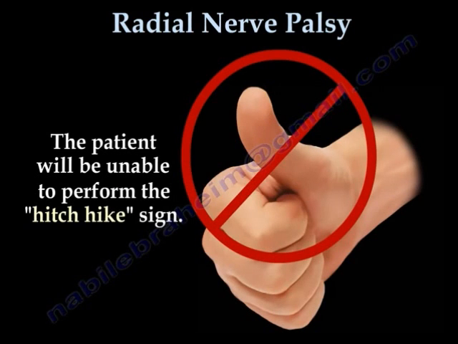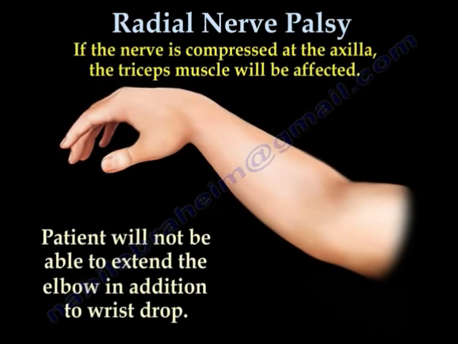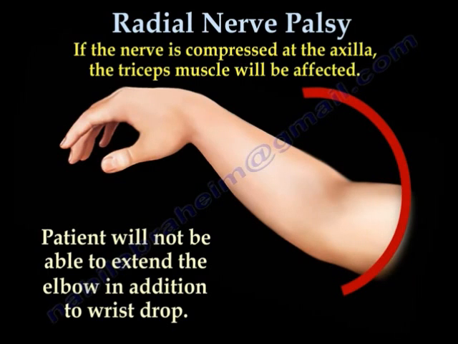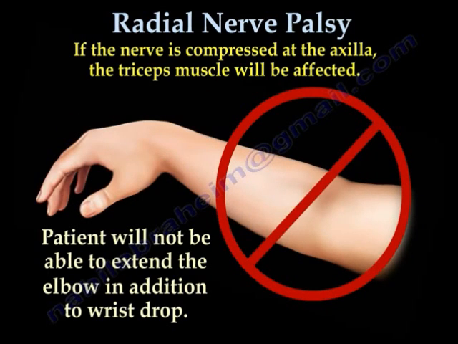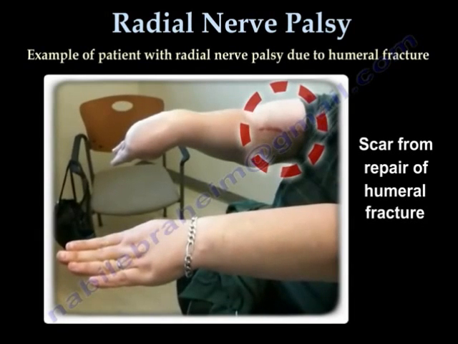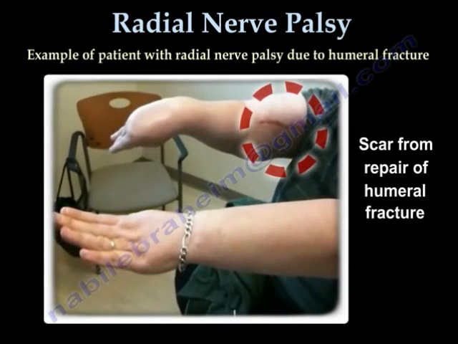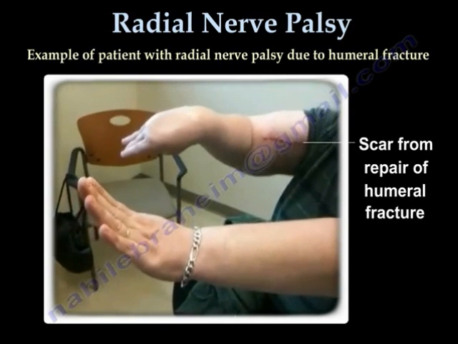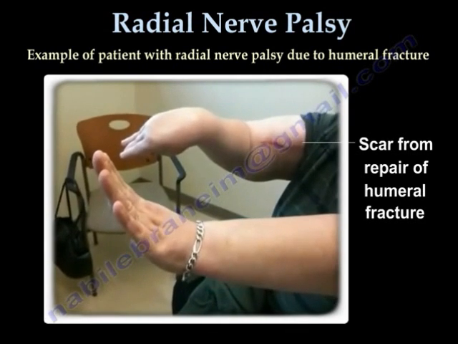The patient will be unable to perform the extension. If the nerve is compressed higher, the triceps muscles will be affected, and the patient will not be able to extend the elbow in addition to wrist drop. Example is a patient with radial nerve palsy due to humeral fracture, with scar from repair of humeral fracture.